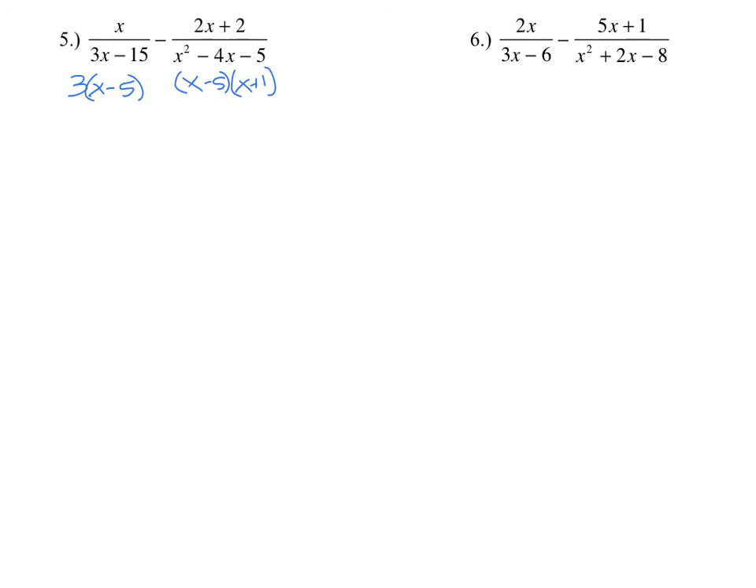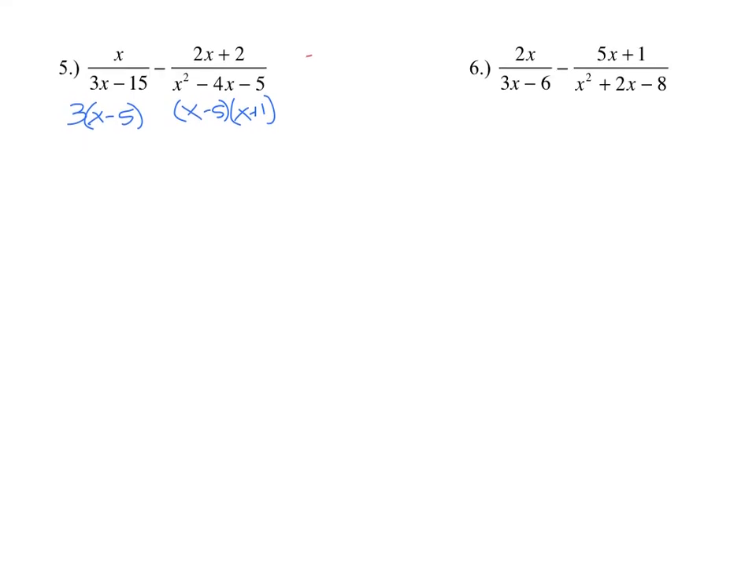So looks like our least common multiple then. Move this down a little so I can write above it. Least common multiple, we need the 3, we need the x minus 5, and we need the x plus 1. So that's what our denominator is going to end up being. This first fraction is missing the x plus 1, so you're going to multiply top and bottom by x plus 1. The second fraction is missing the 3, so you're going to multiply top and bottom by 3.